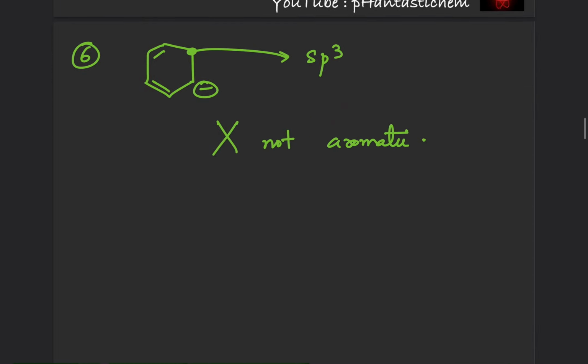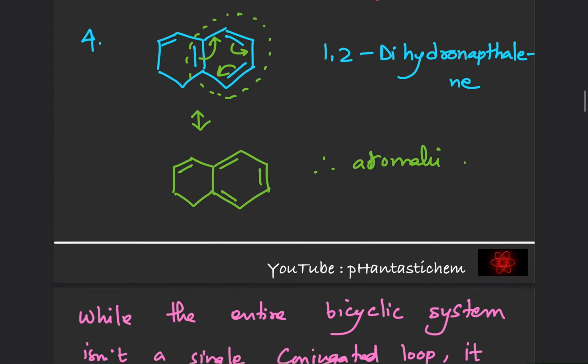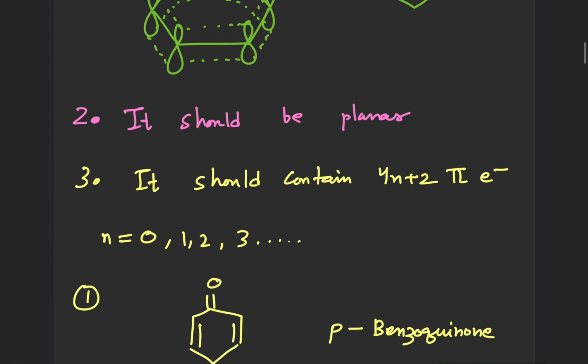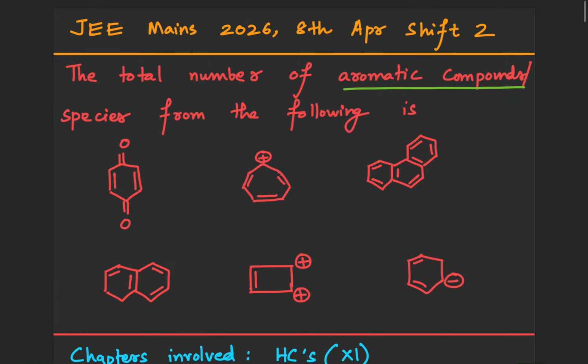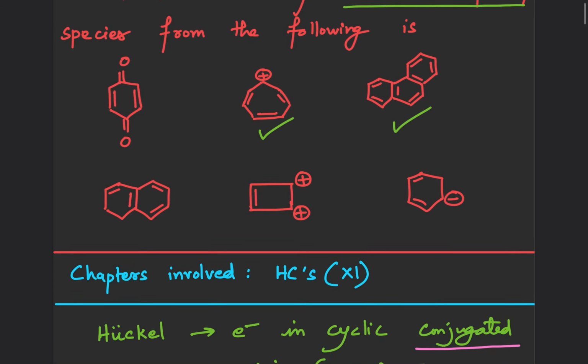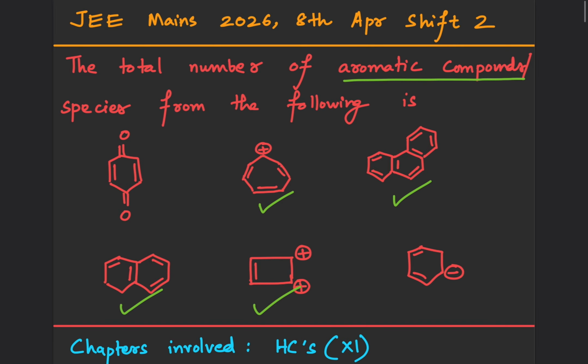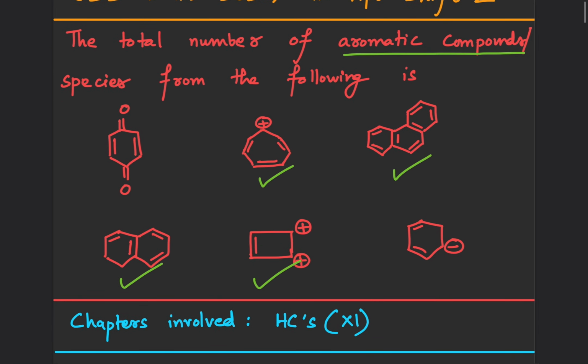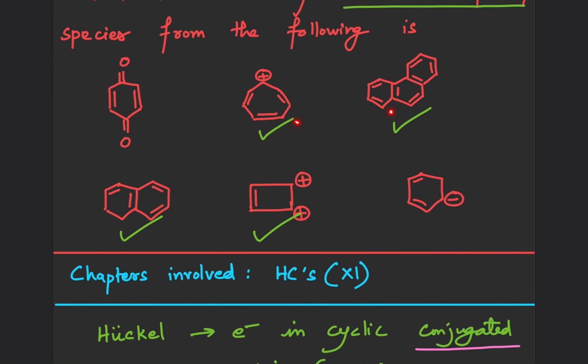So therefore, the aromatic species are the second, third, fourth, and fifth. This is aromatic, this is aromatic, this guy is aromatic, and this guy is aromatic. So the total number of aromatic species from the following is 1, 2, 3, 4. So the answer is 4. Okay. Thank you.